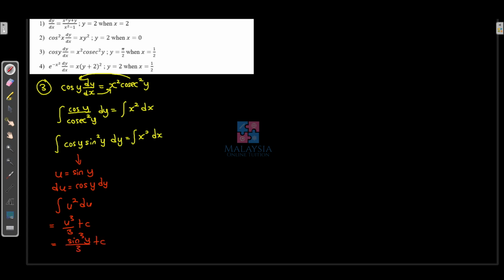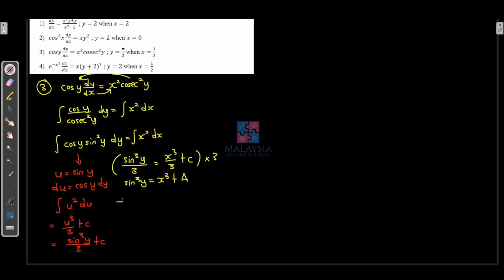So now we can continue the integration. We already know that the integration is going to be sine cube y over 3 equals x cubed over 3 plus c. Since on the left and on the right hand side we have over 3, we can just straight away multiply everything by 3. So we get sine cube y equals x cubed plus a. Why do we write a? Because a constant multiplied by 3 will just be another new constant, so we can just use another letter, for example, a.